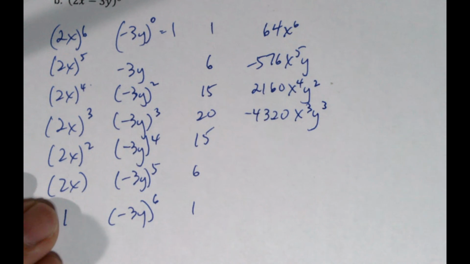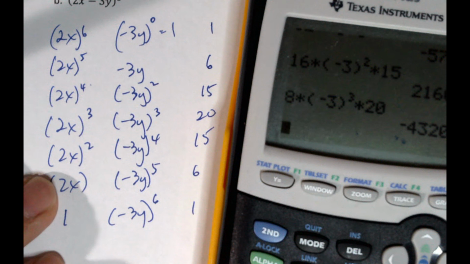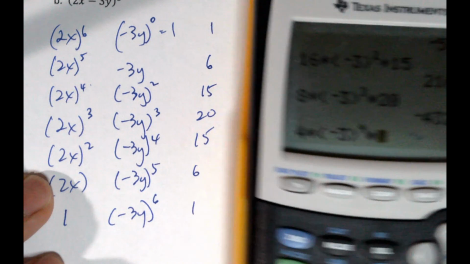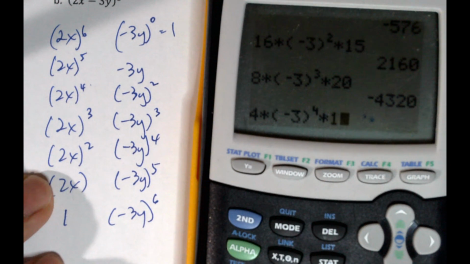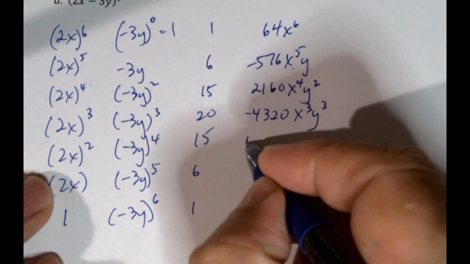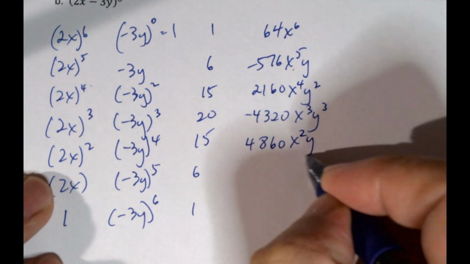Now we do 2 to the 2nd, so that's 4, times negative 3 to the 4th, times 15. And I have 4,860. X squared, y to the 4th.